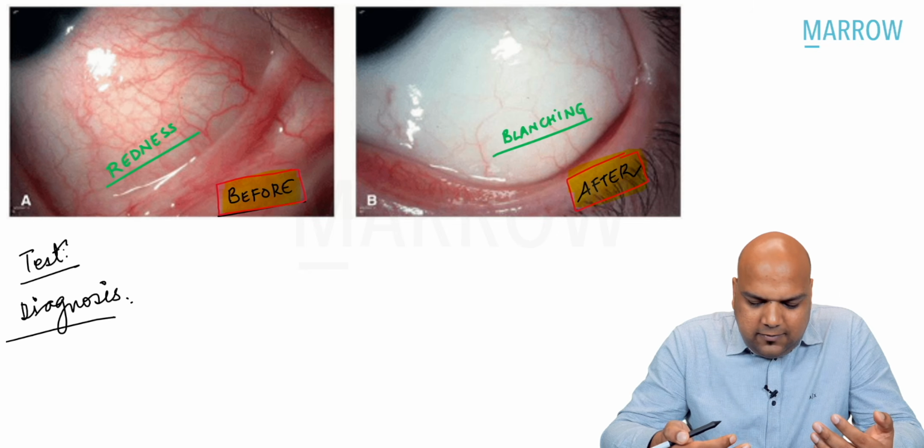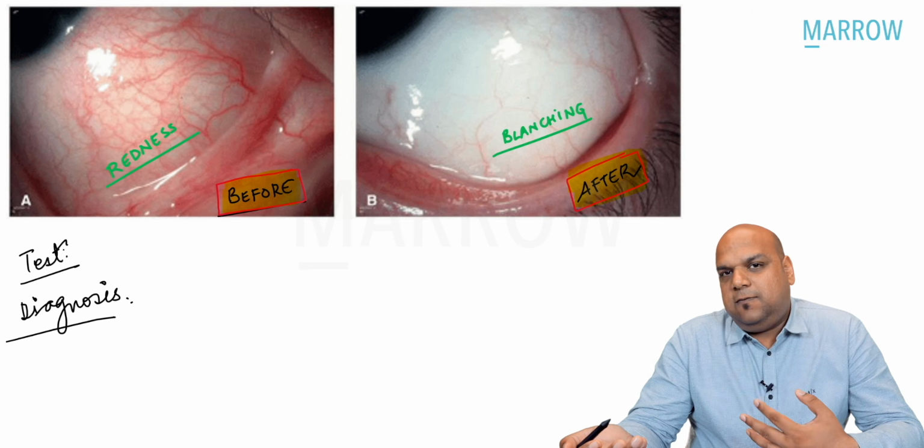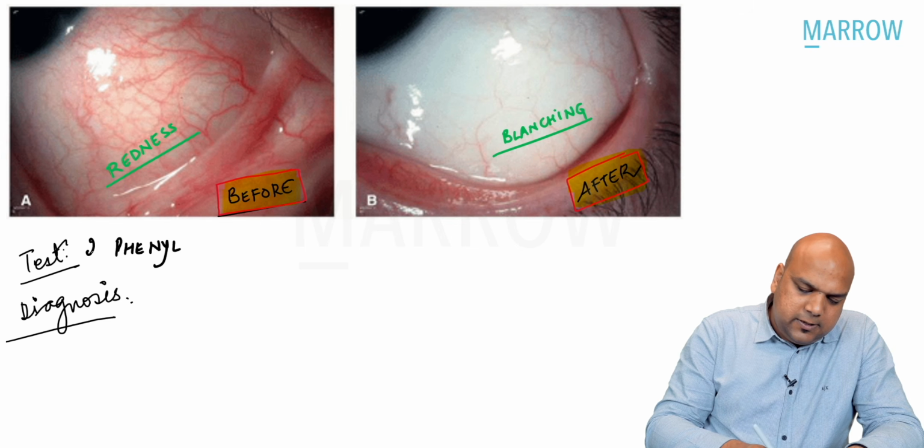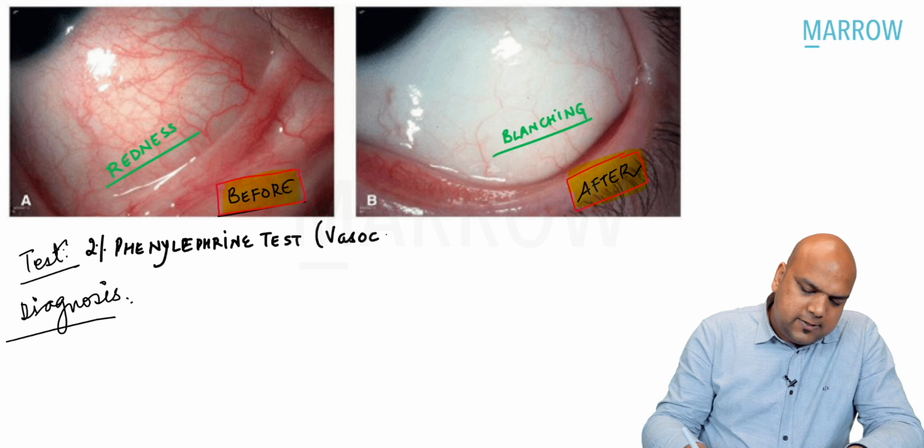So we are saying that we have done a test after which there is blanching of blood vessels. That means what have we done? We have used phenylephrine, 2% phenylephrine test, or as we popularly say, vasoconstrictor test, using 2% phenylephrine eye drops.